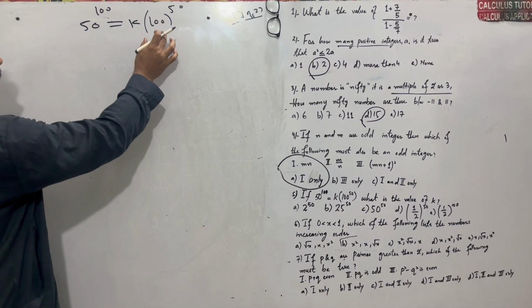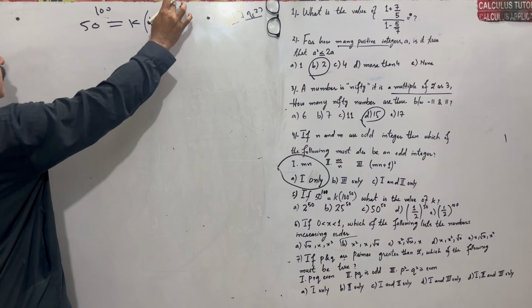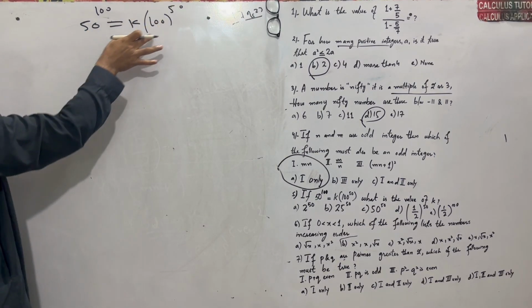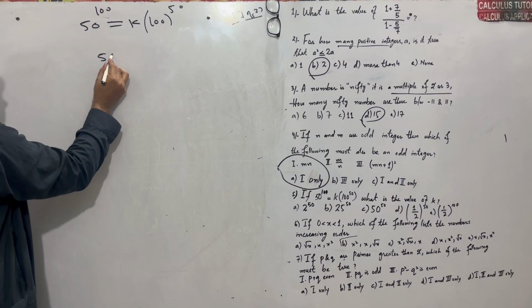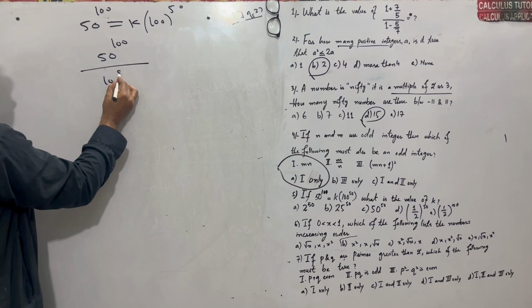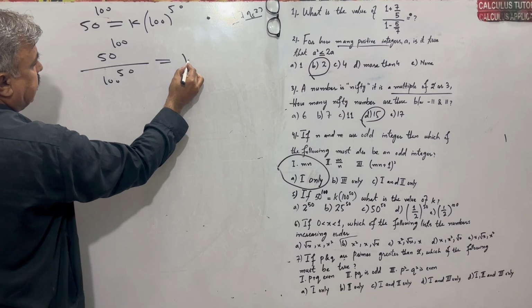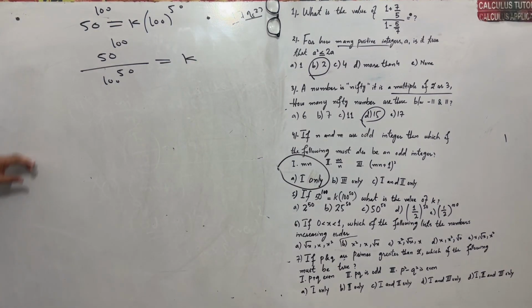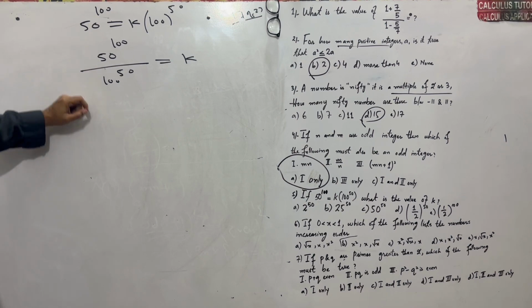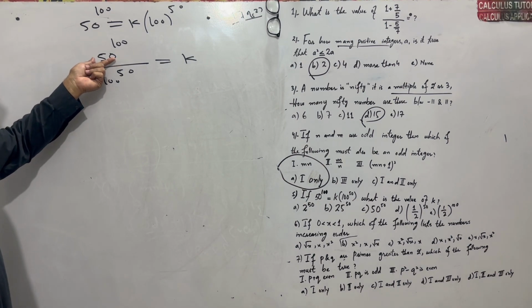Solve for k. So moving 100 raised to 50 from multiplication to division, I can write 50 raised to 100 divided by 100 raised to 50. That is the value of k. Now we have to simplify the situation. Look, in the base it is 50, it is 100.